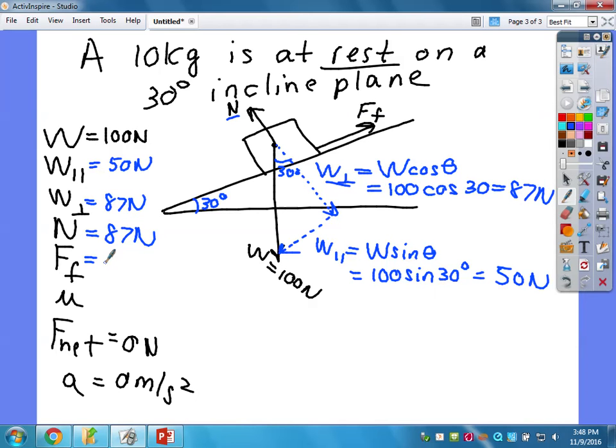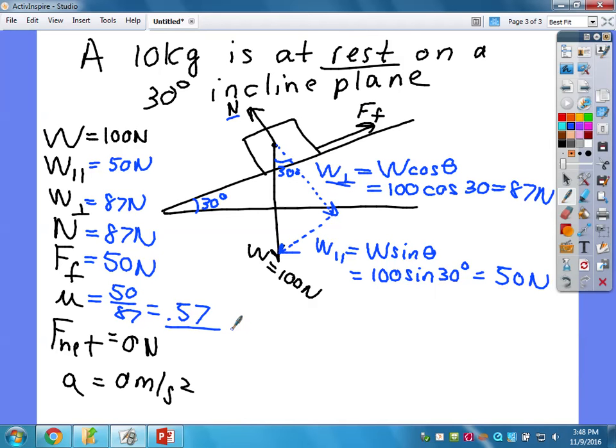Frictional force, I'm at rest, so it must equal my parallel force, 50 newtons. Coefficient of friction, 50 over 87. That equals 0.57. 0.57 is the coefficient of friction. All right, so that's the basics.